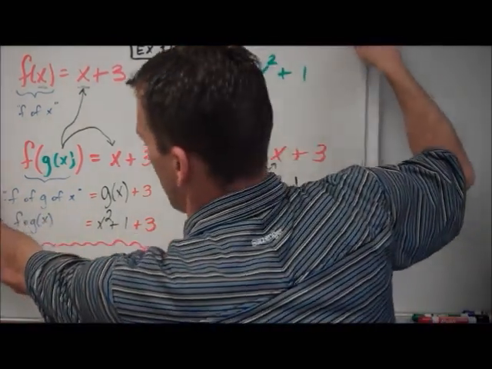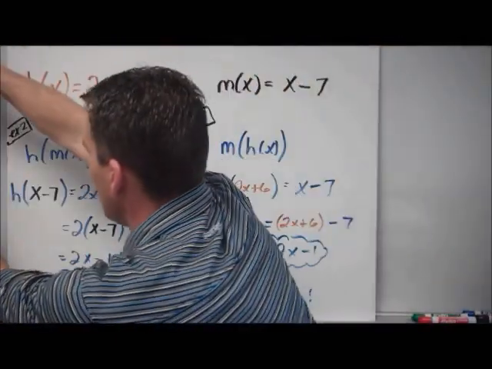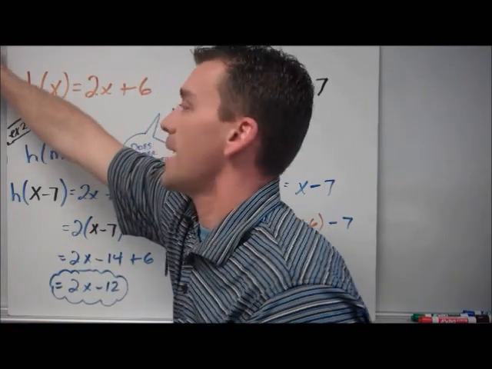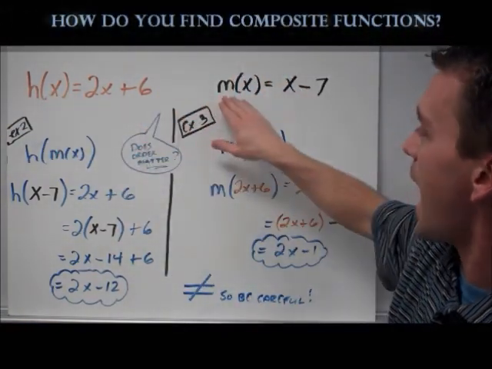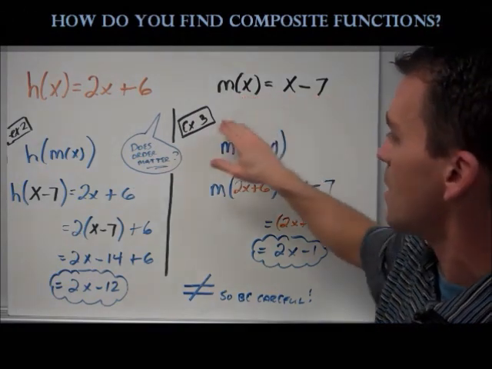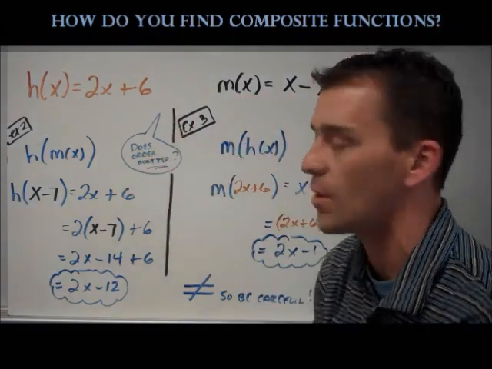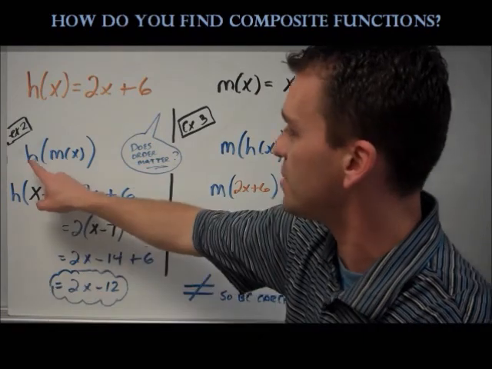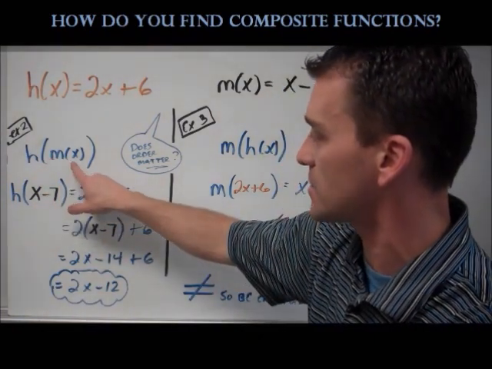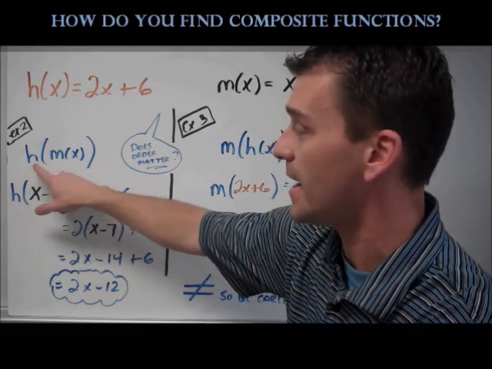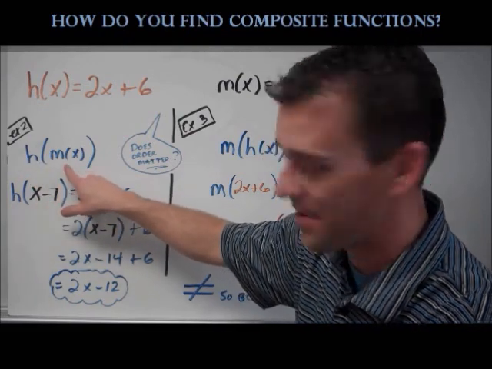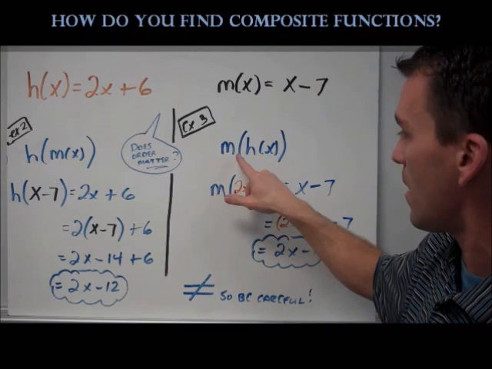Composite functions. Example 2 and example 3. Okay, I've changed the functions. H of x is now 2x plus 6. M of x is now x minus 7. There's a question here. It says, does order matter? Meaning, if I do h of m of x, get it? H of m of x, or m of h of x.